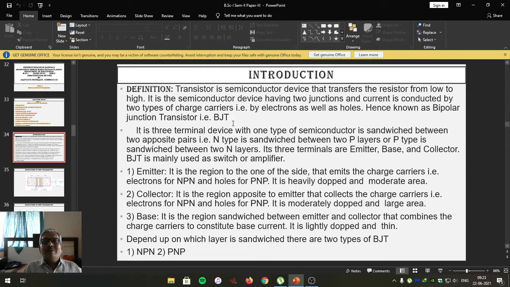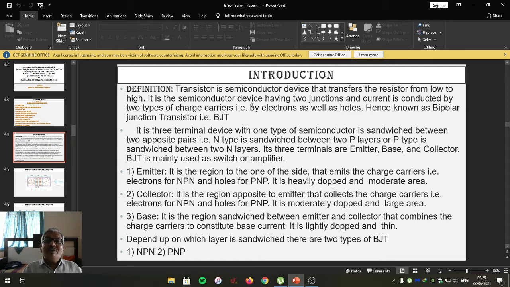Friends, BJT or bipolar junction transistor has three terminals. That's why we can say it is a three-terminal device, with one type of semiconductor sandwiched between two opposite pairs. This is another definition.